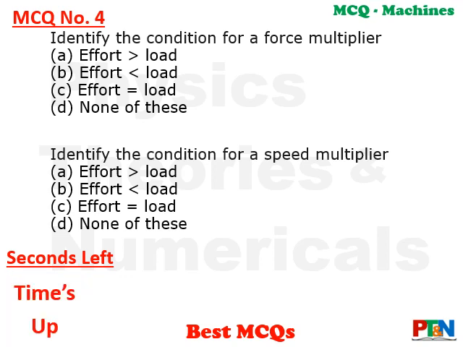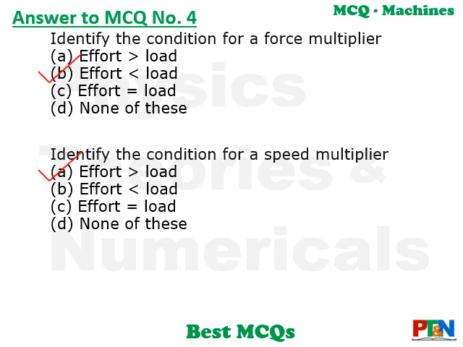Time's up. Hope you got your answer. Let's see the answer. For the first one, that is for force multiplier, option B, that is effort is lesser than load. For the second case, that is speed multiplier, effort is greater than load.